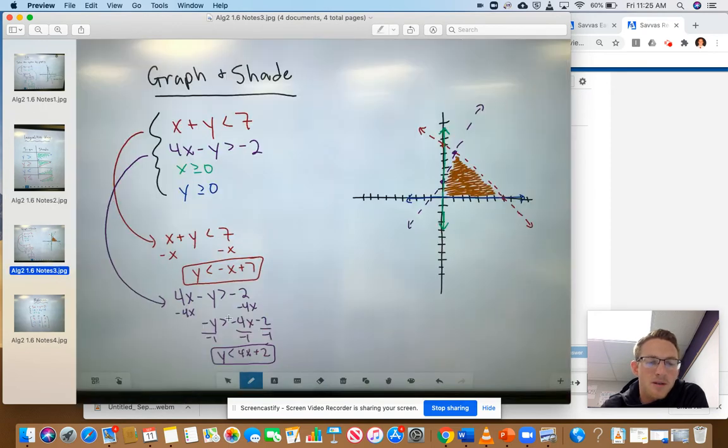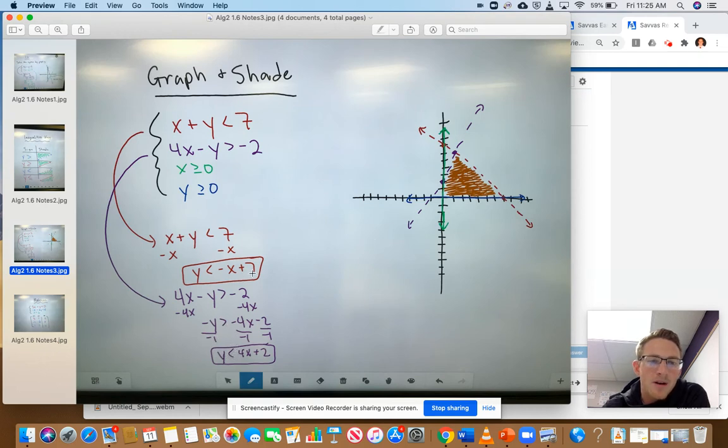The one part I want you to notice down here, we have a negative y, so we're dividing by negative 1, just like in the first example. We have to divide by negative 1 to get the y positive. But with inequalities, when you divide by a negative, you need to flip the sign. So it turned from greater than, so y is greater than, to now it's y is less than. So when you divide by a negative, you got to flip the sign.